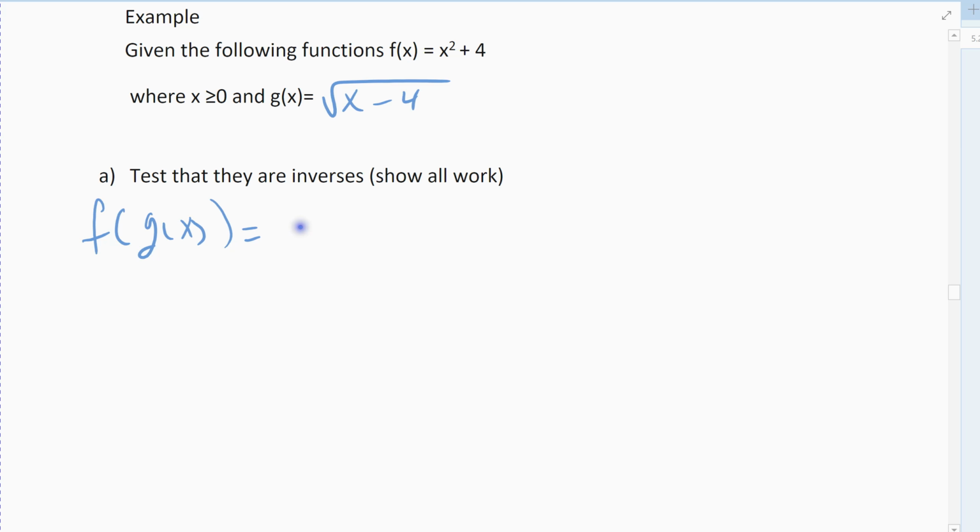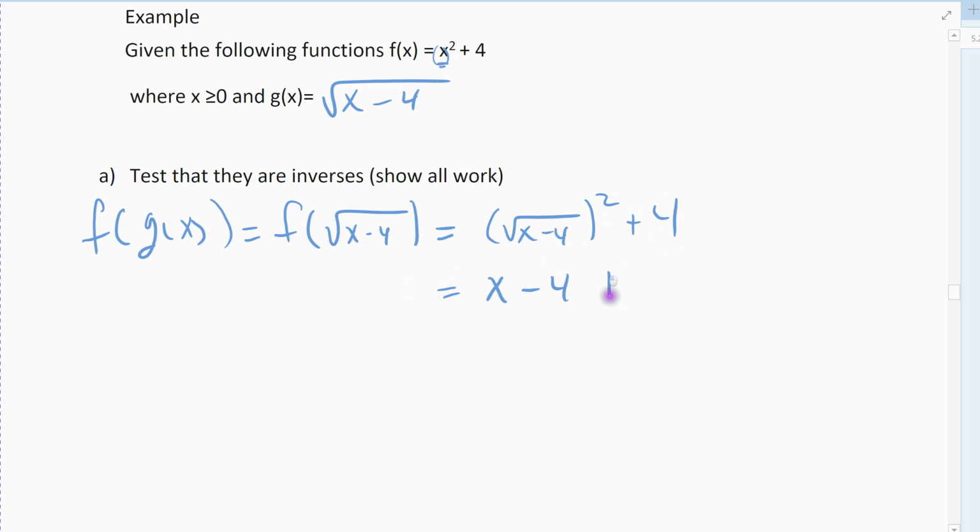Alright, so I'm going to take f, plug in the function square root of x minus 4, and so remember I'm plugging it into the f function, so square root of x minus 4 is going to be plugged in here for x. And so it's going to be square root of x minus 4 squared plus 4. Well, the square and the square root undo one another, leaving me with x minus 4, plus 4. Well, the x minus 4 undoes the plus 4 and leaves me with just x. So it checks in that direction.